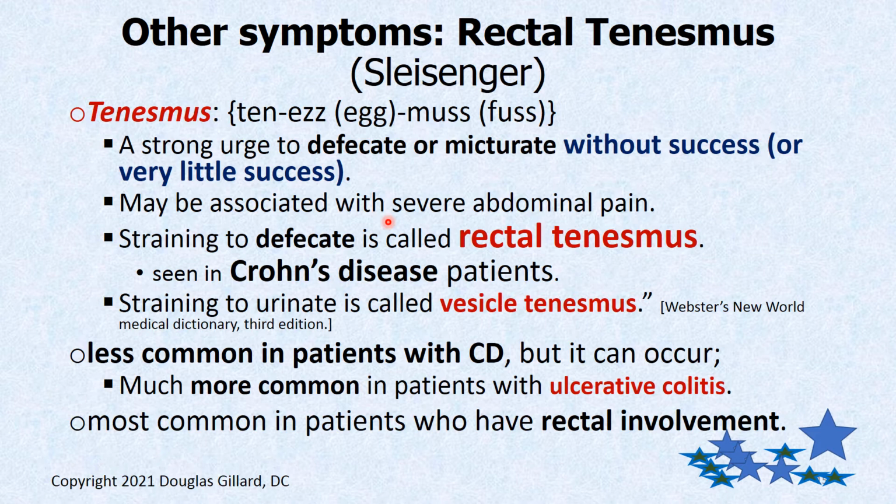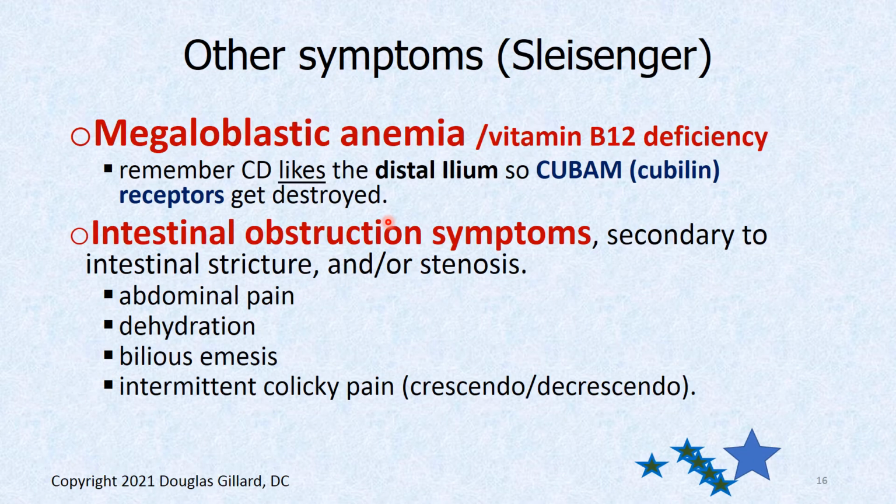There's also vesicular tenesmus, where people strain and strain, they feel like they have to urinate, and patients with severe BPH could have something like that. For Crohn's disease, rectal tenesmus is a symptom, so make sure you know that word. Tenesmus is actually more common in patients with ulcerative colitis. It can occur in Crohn's disease, but it is much more common in ulcerative colitis.